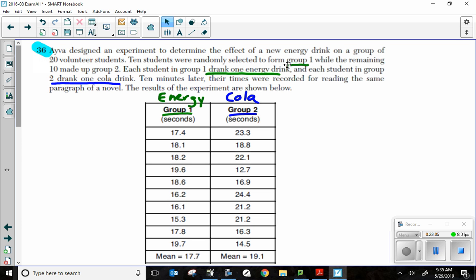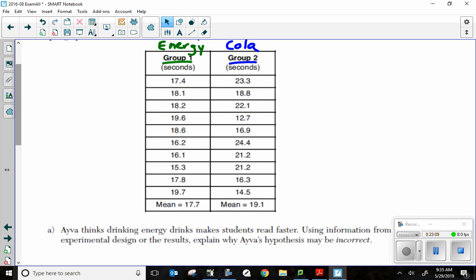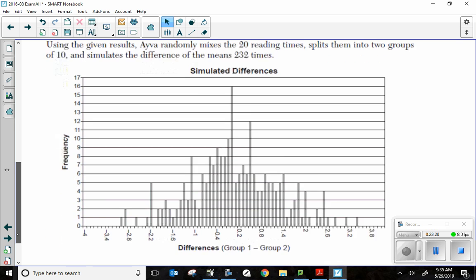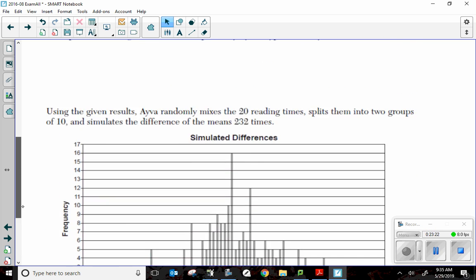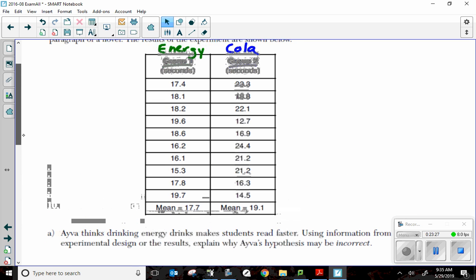All right, group 1 is the energy drink, group 2 is a cola drink, all right? These are all the times, and the means, or the average, for each one of those groups is at the bottom. This is good. Now, there is no way that you guys should not be able to answer part A. Part B might be a little tricky. And I tell this to my students that you should at least get half credit here for part A.